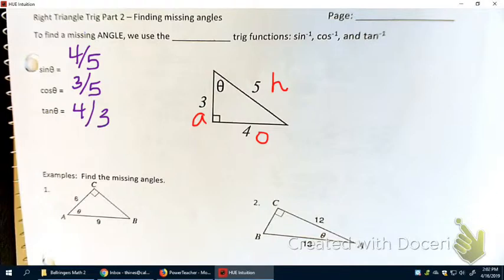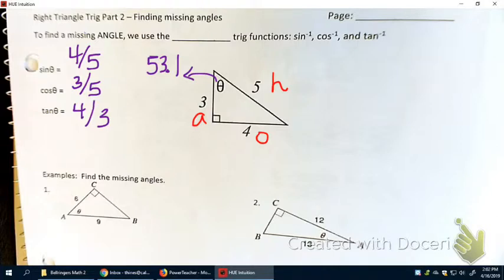And if I use the calculator and I put second sine and then 4/5, it's going to give me an answer. If I do second cosine, then 3/5, and then second tan and 4/3. If you do any one of those, it does not matter which one, you're going to get the same answer, and what you're going to get is 53.1. Okay? And that tells you what that angle is. So let's look at number 1 down below.